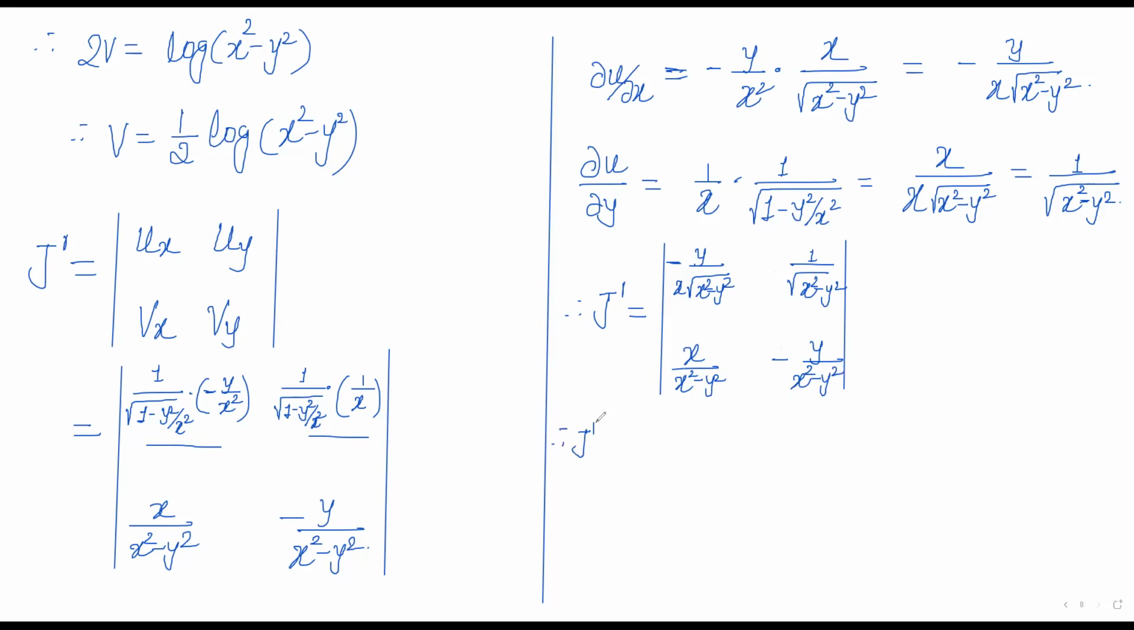Therefore, j dash is equal to multiplication y square divided by x into x square minus y square bracket raised to 1 by 2, and here 3 by 2, let me write here, minus x upon x square minus y square raised to 3 by 2. Tell me what to do next, j dash.